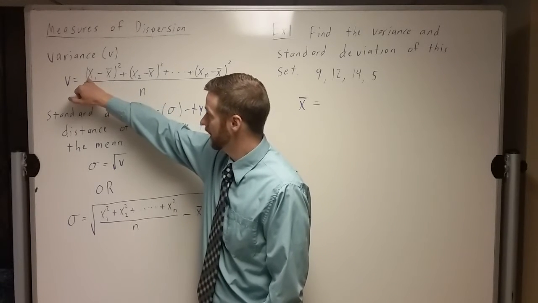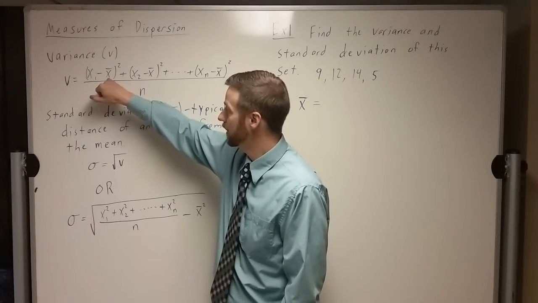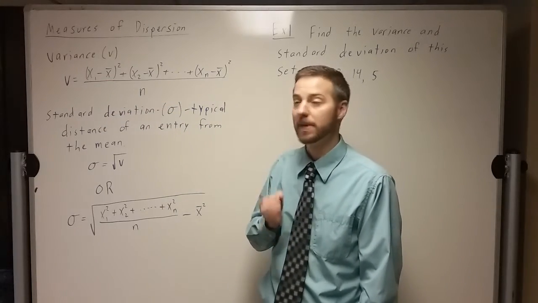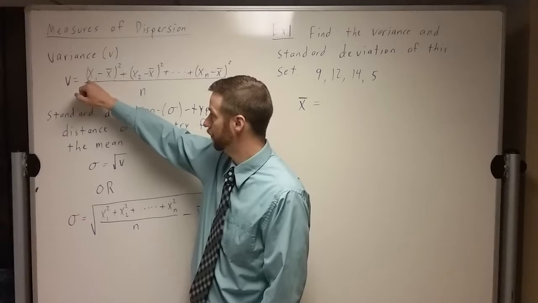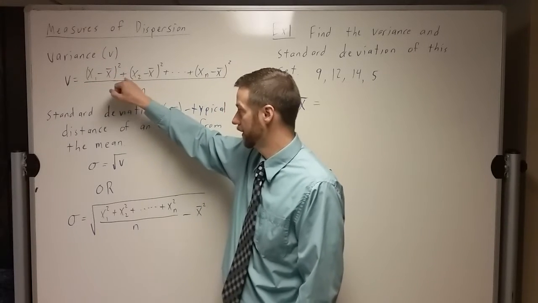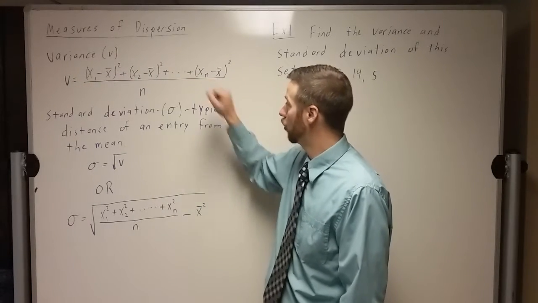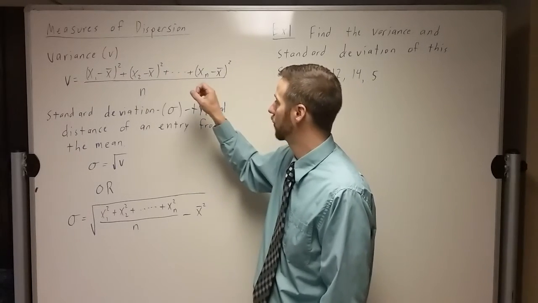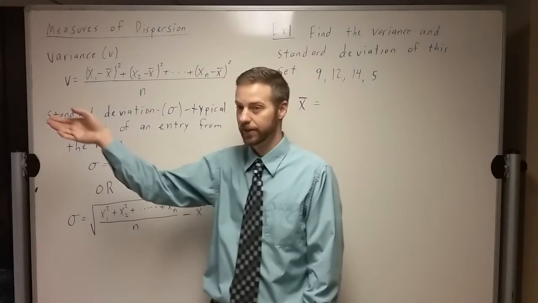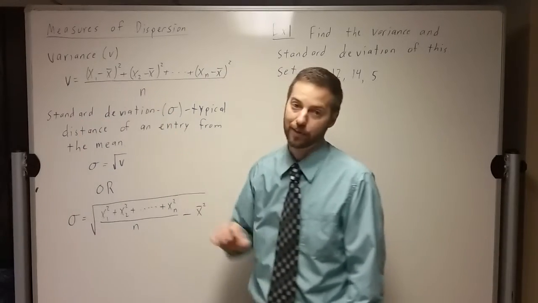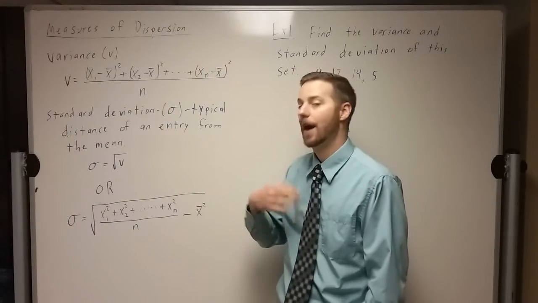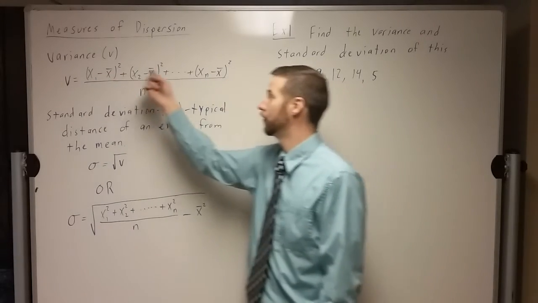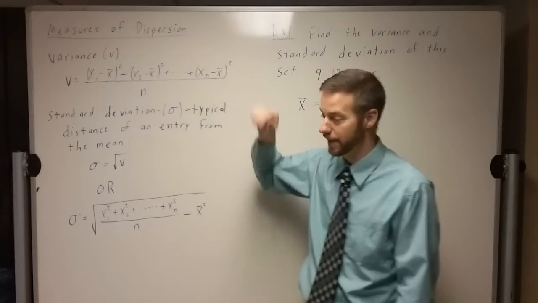you take each entry minus the mean. Remember, we learned that x bar on the top is the mean, or the average. So you take every entry minus the mean, squared. If you notice, we have a whole bunch of quantities where we do this: each entry minus the mean, that quantity squared. Add all those answers together and divide by n. And remember, n stands for however many pieces of data we have. So if we had 50 pieces of data, we'd have to do this 50 times and divide by 50.